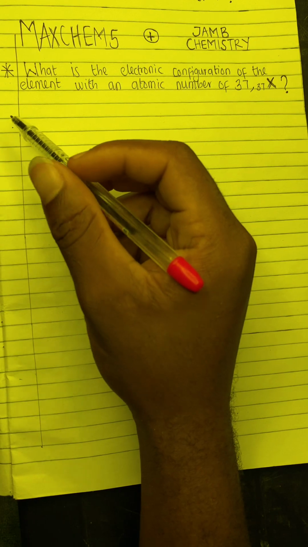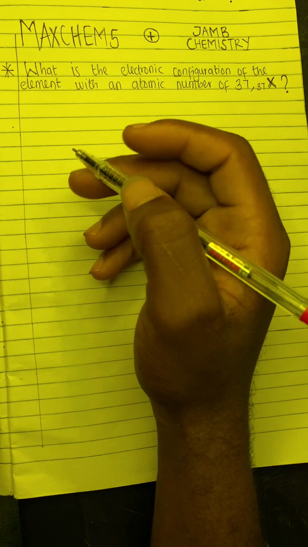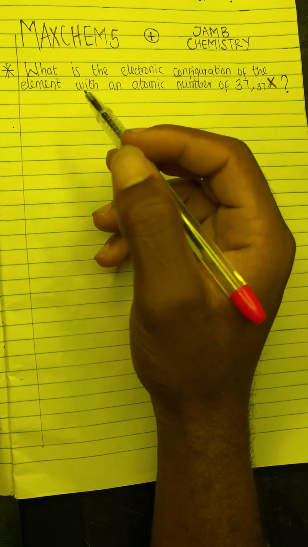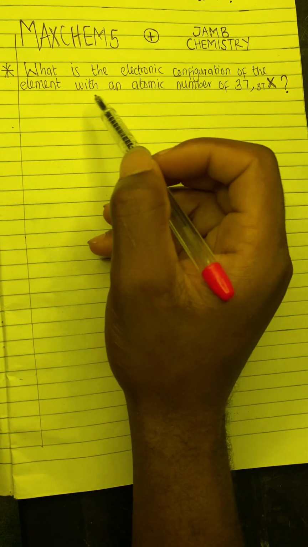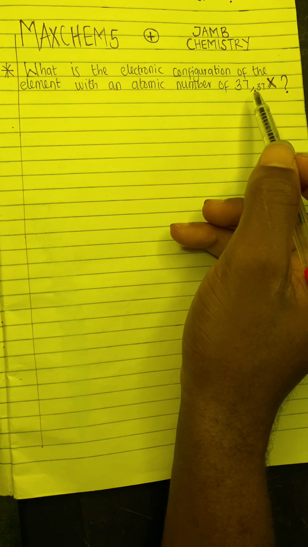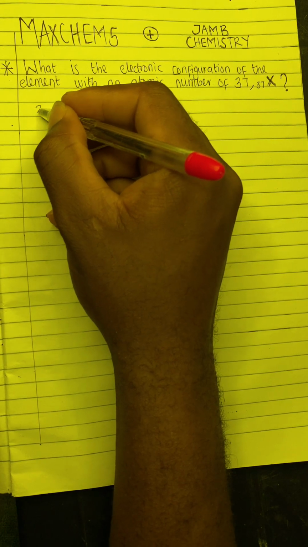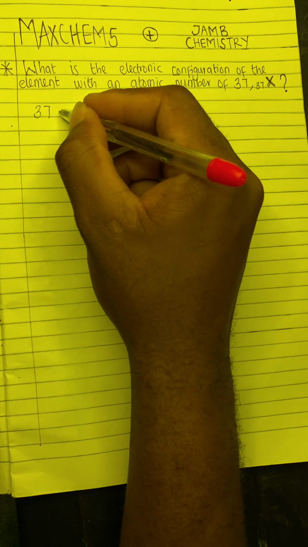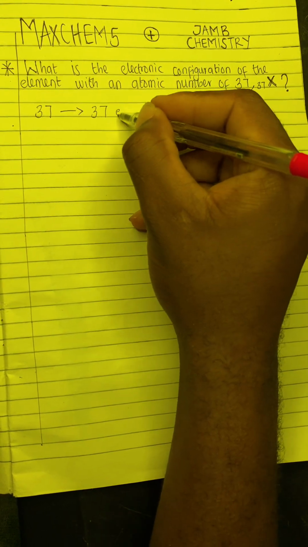Let's say you see this kind of simple question in your chemistry JAMB exam. How will you solve it? This is very simple. Let us solve it together. The question says, what is the electronic configuration of the element with an atomic number of 37? That is X subscript 37. They are trying to tell us that this particular element has an atomic number of 37, and that means that it will have 37 electrons, right?